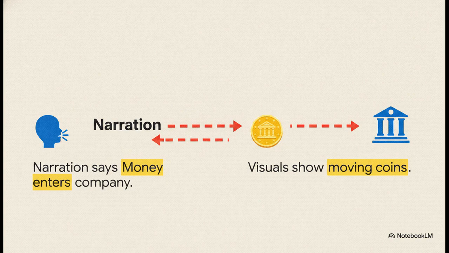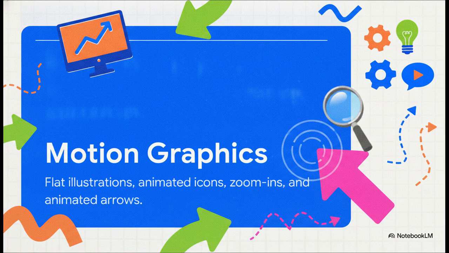This dual coding ensures the viewer is absorbing the information through both their eyes and their ears at the exact same time. To pull this off, the blueprint relies heavily on a very specific style of motion graphics. Flat illustrations, clean infographics, animated icons, and simple characters. Why this specific style? Because it's clean and distraction-free. Using smooth transitions, subtle zoom-ins, and animated arrows gives the explainer a highly premium educational quality. It doesn't look like a cluttered mess. It looks like a high-end corporate training tool that's incredibly easy to digest.